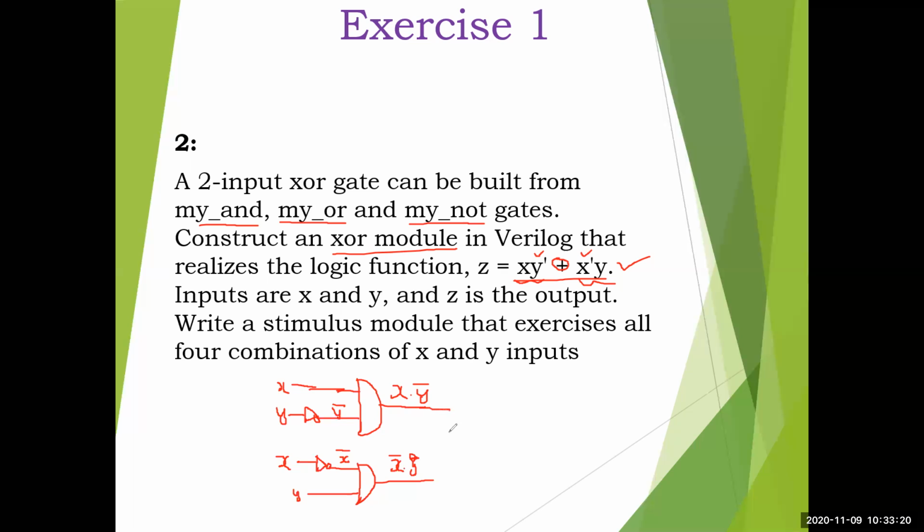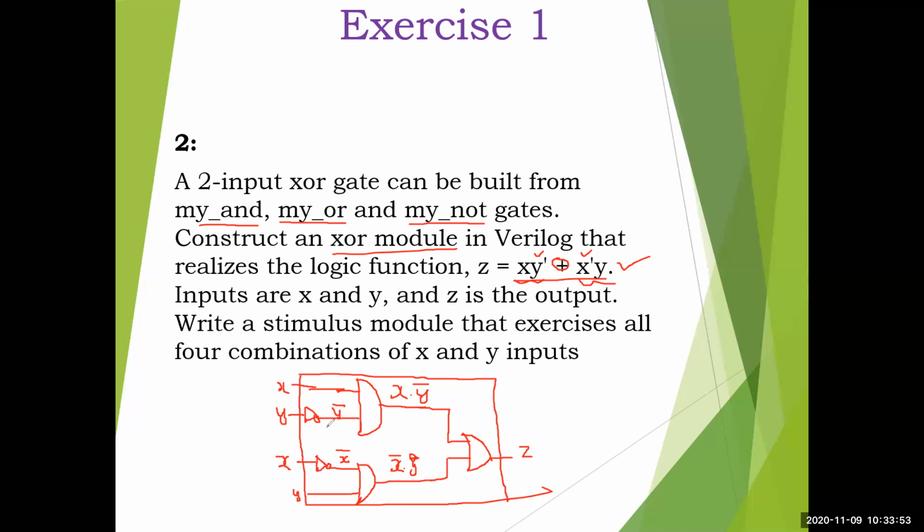Then you have to OR both the products. You have to use an OR gate. This is your own my OR gate. Instead of the Verilog primitive you have to call that, and this is the output z. So if you write the logic symbol for this, what it looks like from outside: x and y are the inputs and z is the output of the module. Your own my XOR gate you are writing now, my XOR. So x, y are the inputs, z is the output.